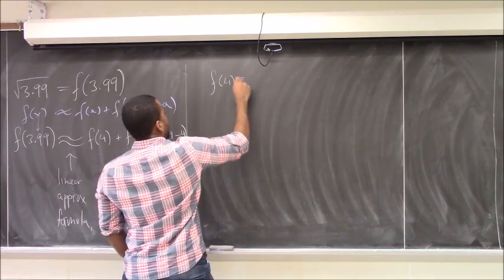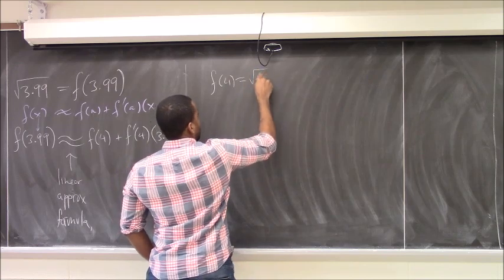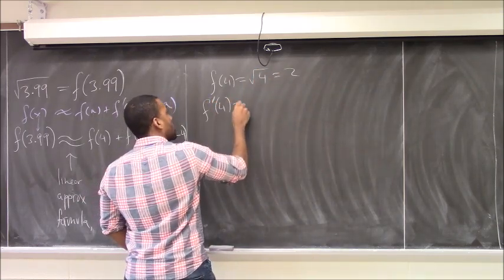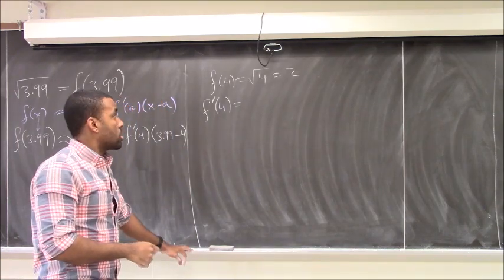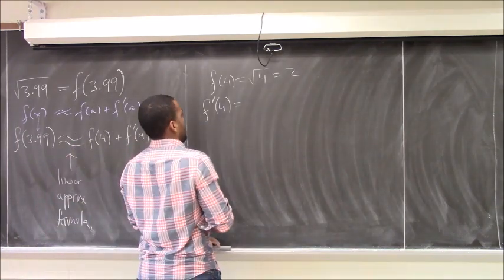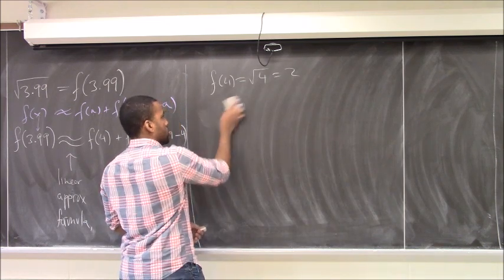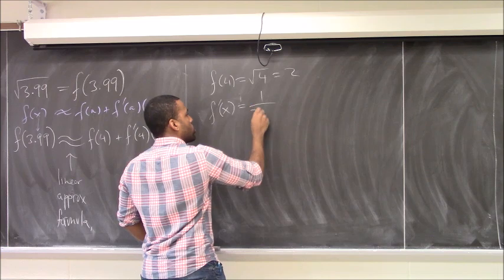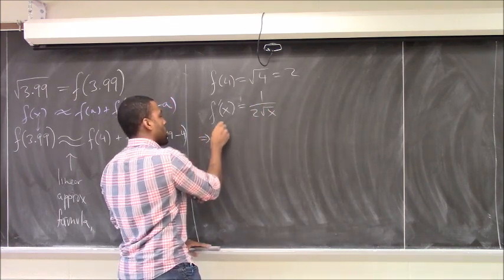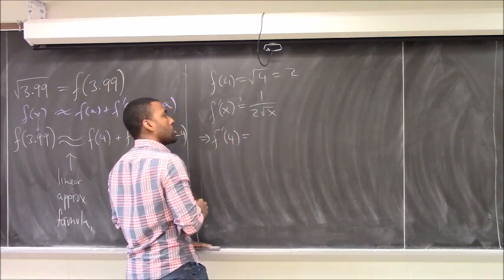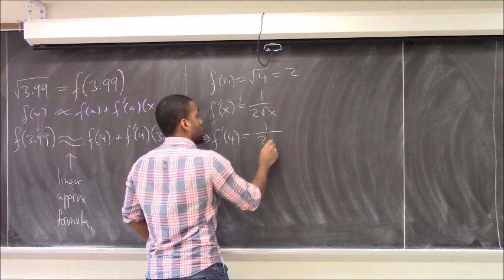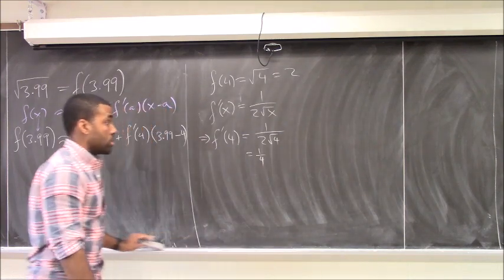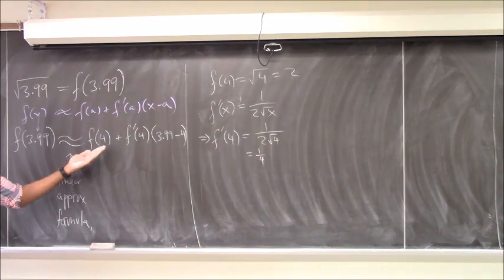So now what is f of 4? 2. This is just radical of 4, which is 2. What is f prime of 4? We know that, what is f prime of x? Let's start there. It's 1 over 2 radical x, which means that f prime of 4 is 1 over 2 radical 4. Now what is that? That's just 1 over 4. That's just a quarter. And so now I can actually go and plug this in.